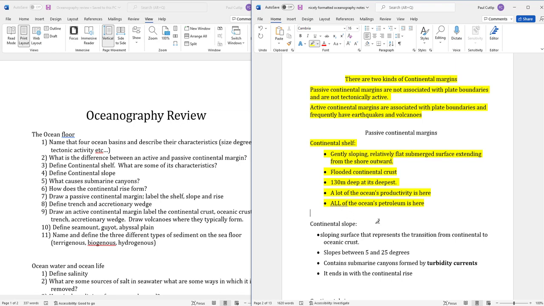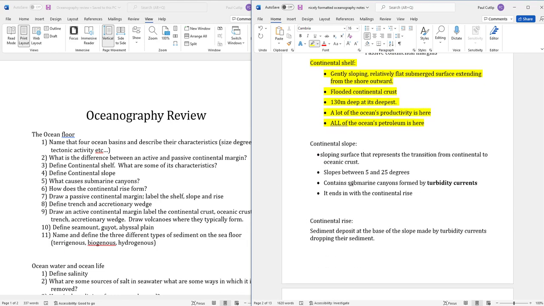A lot of the ocean's productivity is here, right? This is the neritic zone that we talked about. And of course, all of the ocean's petroleum is there. And of course, those last two bullet points don't always play well together. The continental slope is that transition between the continental crust and the oceanic crust. There it is right there.